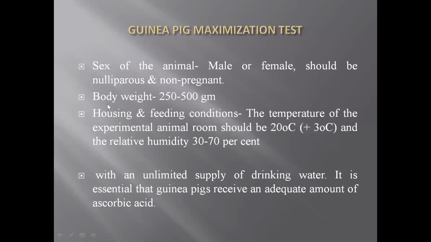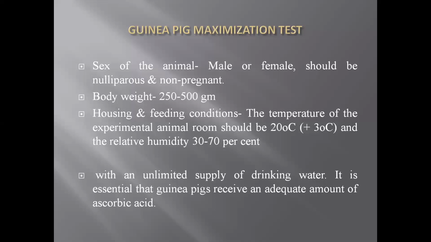So now coming to the housing and feeding conditions. The temperature of the experimental animal room should be 20 degrees Celsius and the relative humidity should be 30 to 70%, where the lighting sequence should be 12 hours light and 12 hours dark. And for feeding, conventional laboratory diet may be used with an unlimited supply of drinking water.